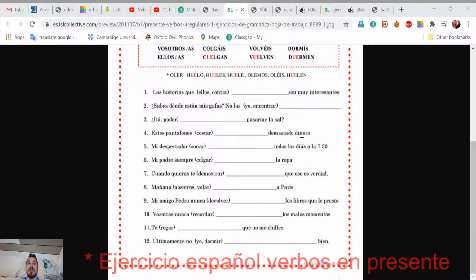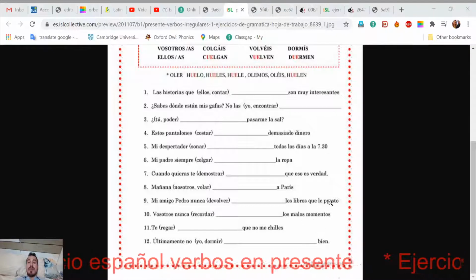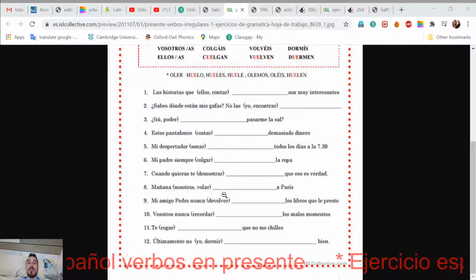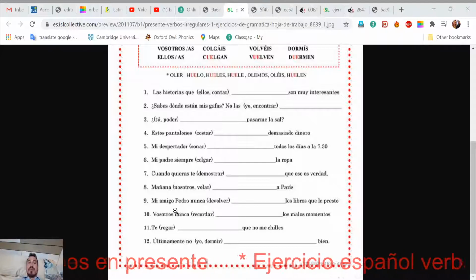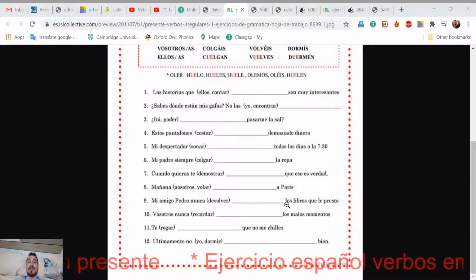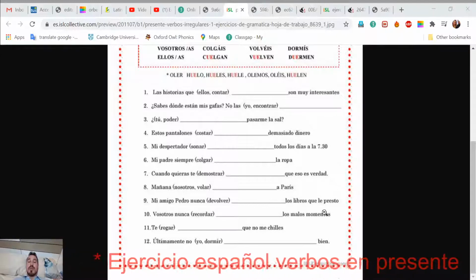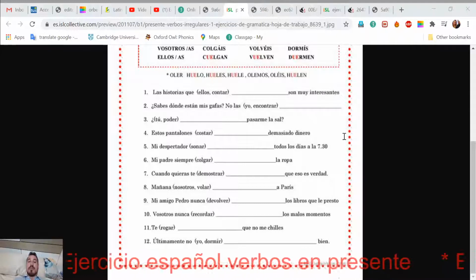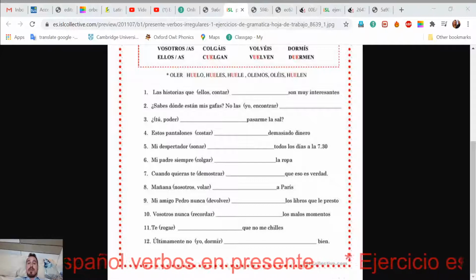9. Mi amigo Pedro nunca devuelve los libros que le presto. So yes, devolver means to return something. So my friend Peter never returns the books I lend him. So presto is I lend. The verb is prestar. Okay, this is to lend.